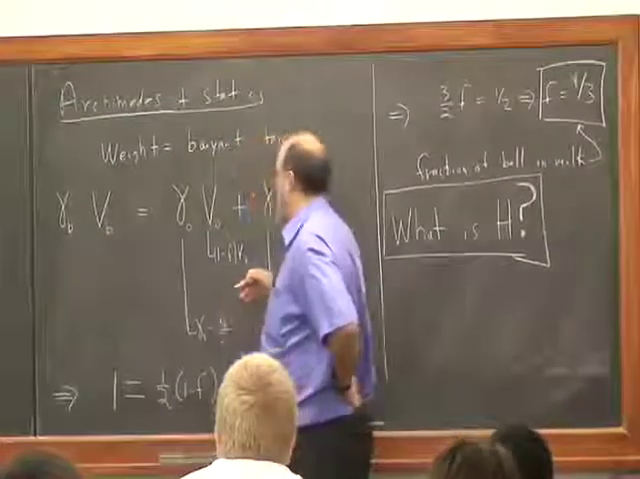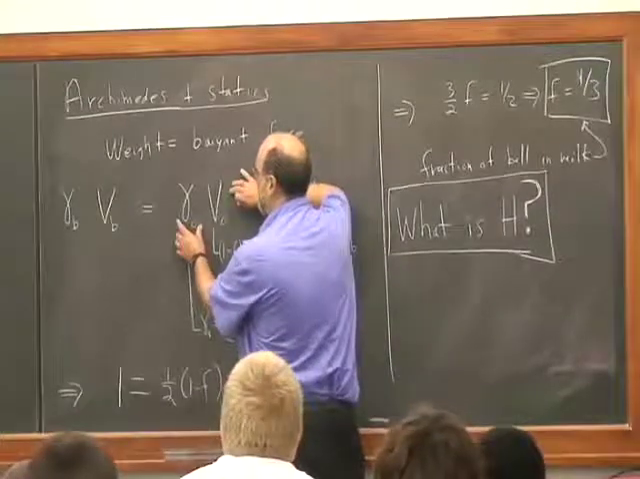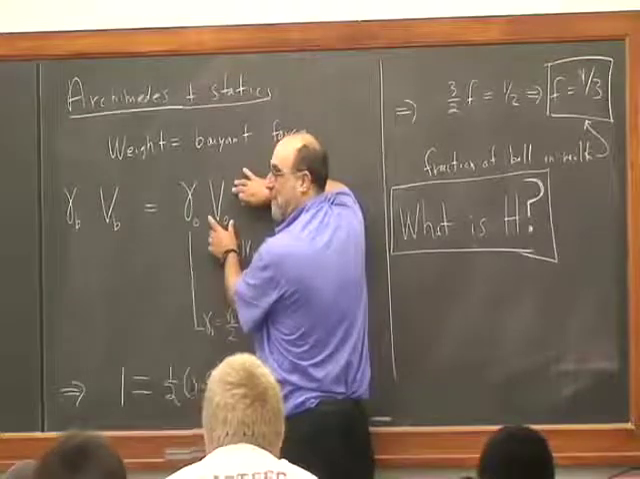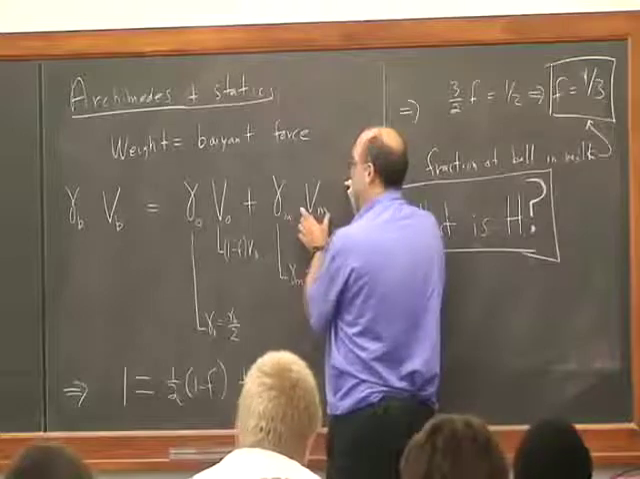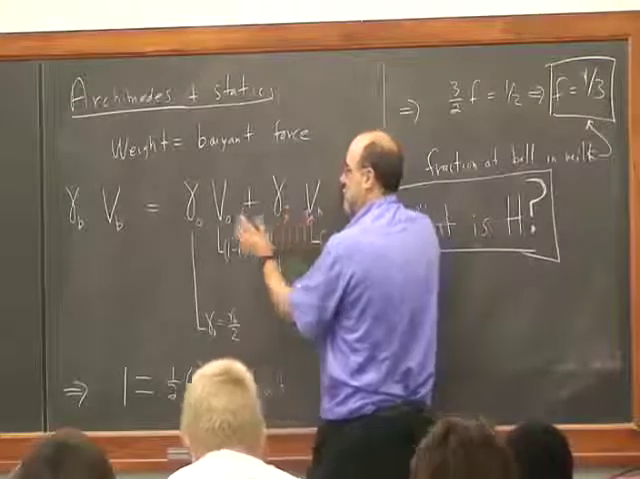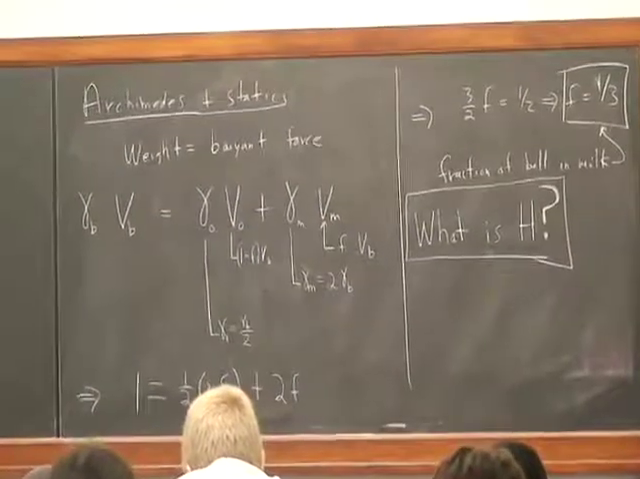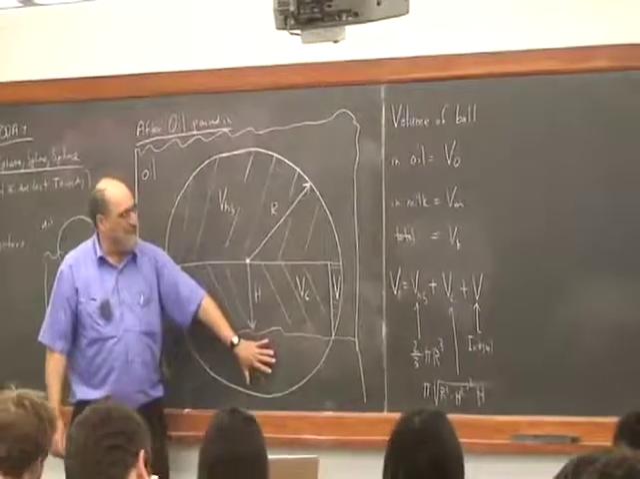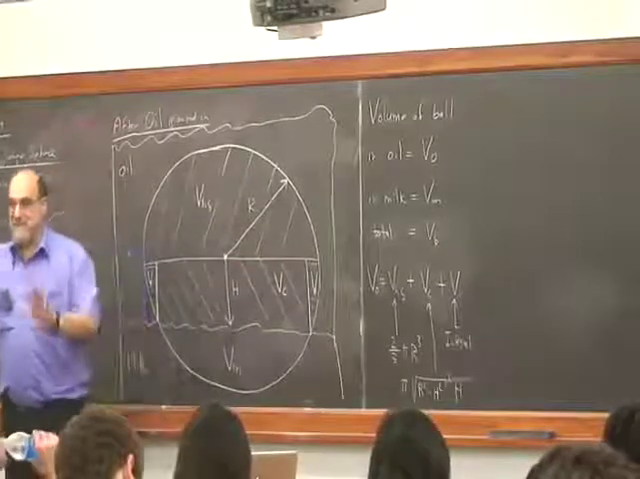What's the buoyant force? It's the displaced fluid. What is that displaced fluid? It's the density of the oil times the volume of the ball that's under the oil, and it's the density of milk times the volume of the ball that's under the milk. So this is our basic statics buoyancy equation. It says that the weight of this ball, that's the gravity force going down, is the weight of the fluid that would have been here plus the weight of the fluid that would have been up here. Any questions so far?